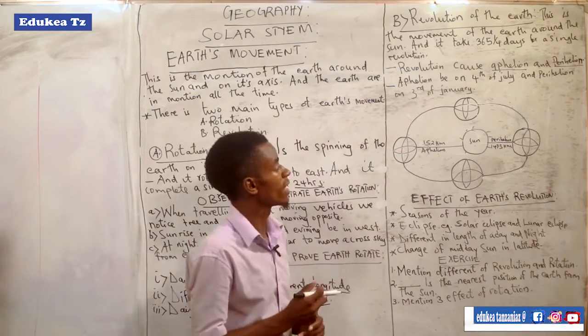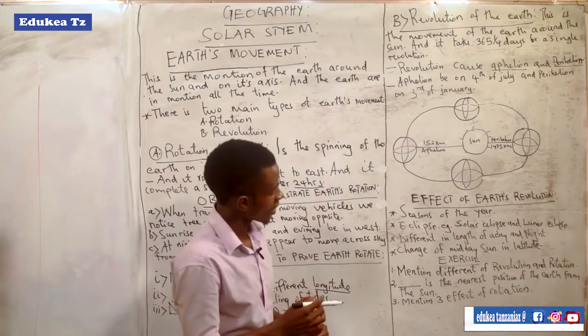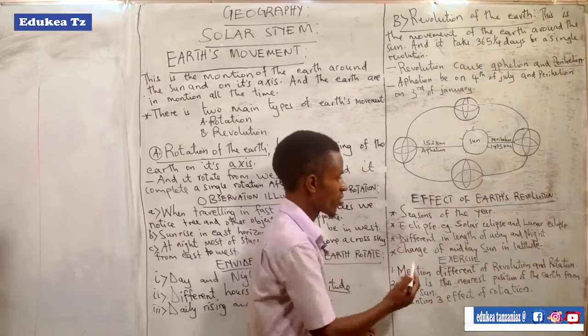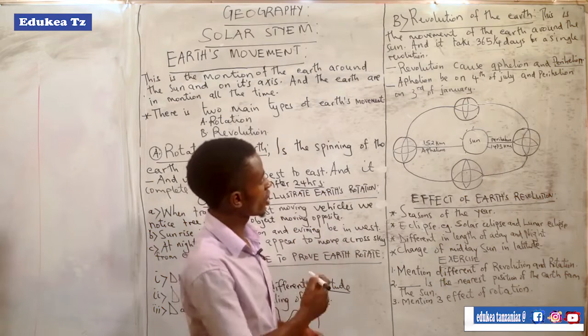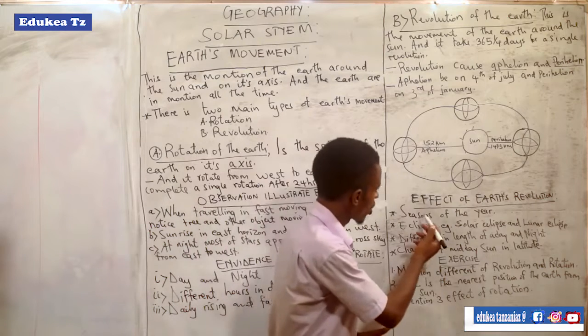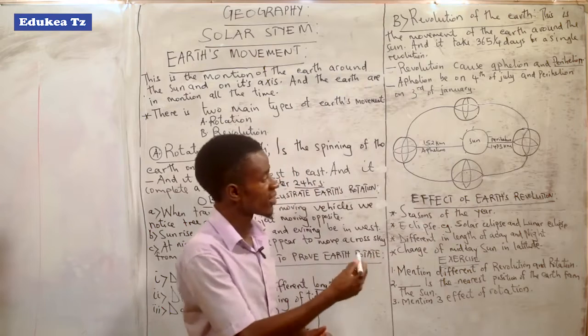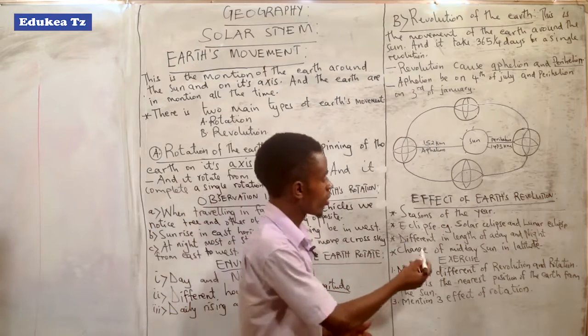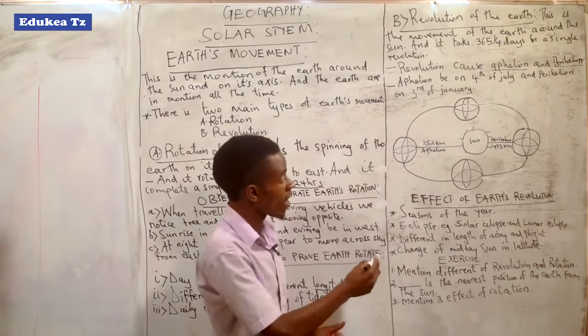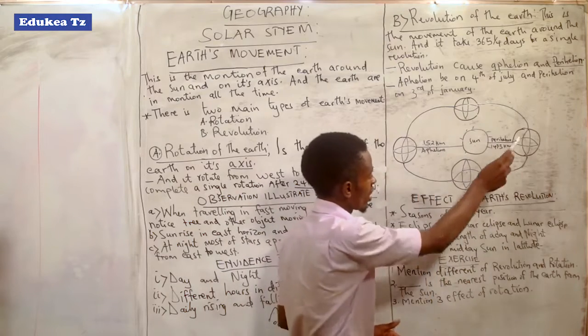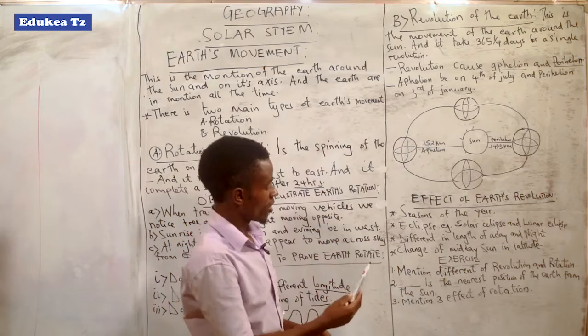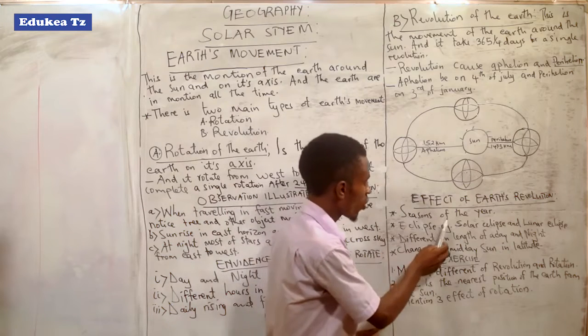Let's jump to another part, that is the effects of the Earth's revolution, as we noted for rotation. So let's check what are the results of the Earth's revolution. After the Earth revolves around the sun, what's next? First of all, we get seasons of the year.